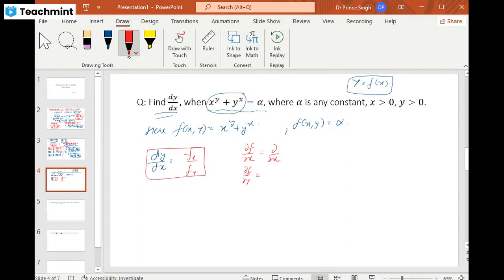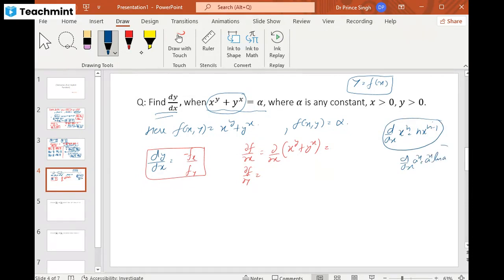When we are differentiating with respect to x, we are treating y as a constant, right? So when y is a constant, x raised to the power y is like x power n. What is the derivative of x power n when n is constant? It is n times x power n minus 1. And what is the derivative of a power x? This is a power x times log of a.